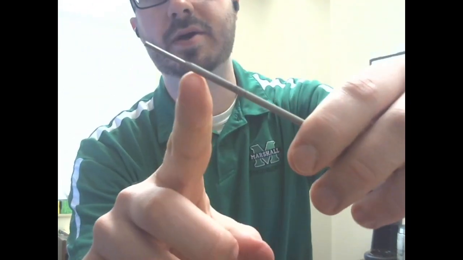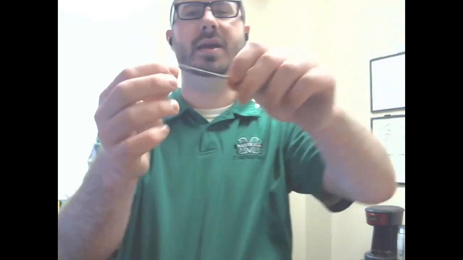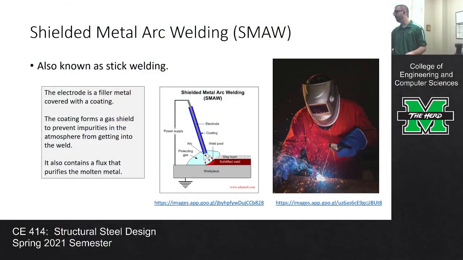Now, the electrode has this exposed end, but you can also see this granular coating on it. It's this gritty stuff that coats the electrode. Once you complete that circuit and you start to melt the electrode, this coating starts to react as well. And it forms this gas shield right there at the connection point between the workpiece and the electrode. Whenever you look at a weld being placed, not only do you see sparks, but you'll see this gas shield being formed. What that gas shield does is it prevents impurities from the atmosphere getting into the weld.